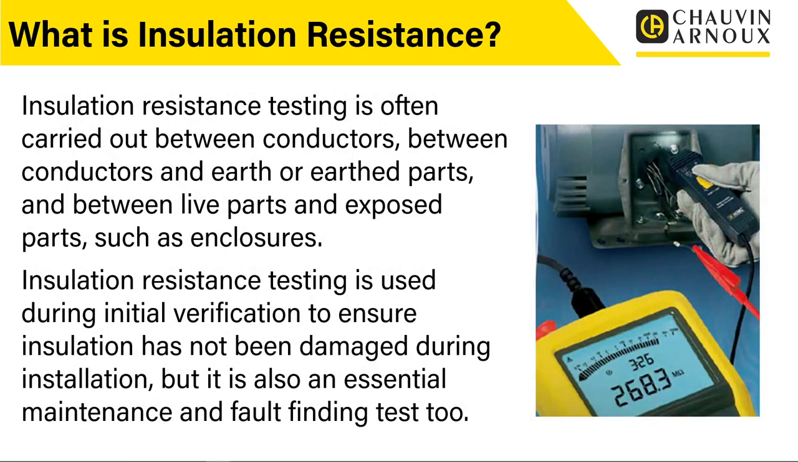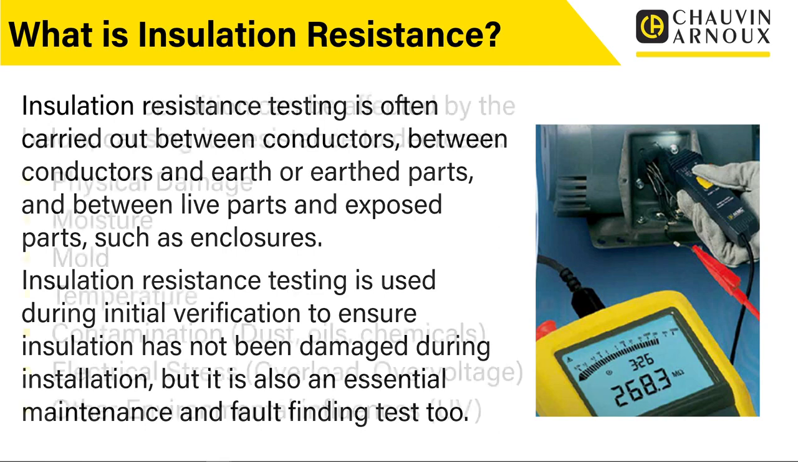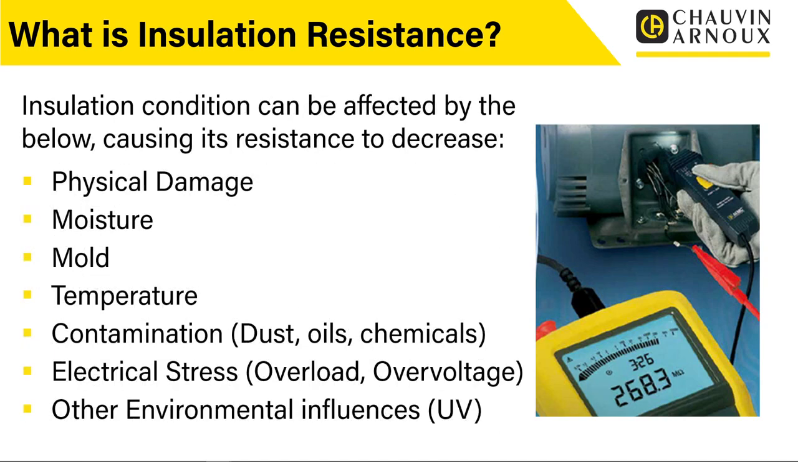Insulation resistance testing is often carried out between conductors and earth, or earth parts, and between live parts and exposed parts, such as enclosures. Insulation resistance testing is used during initial verification to ensure insulation has not been damaged during installation, but it's also an essential maintenance and fault finding test too. Insulation condition can be affected by the below, causing its resistance to decrease.